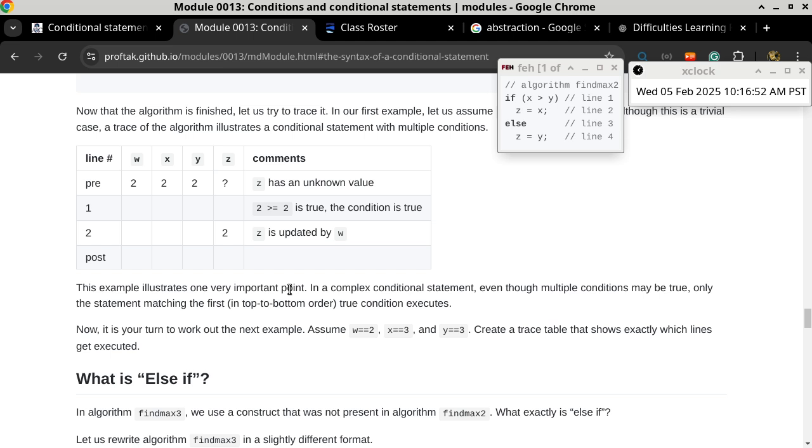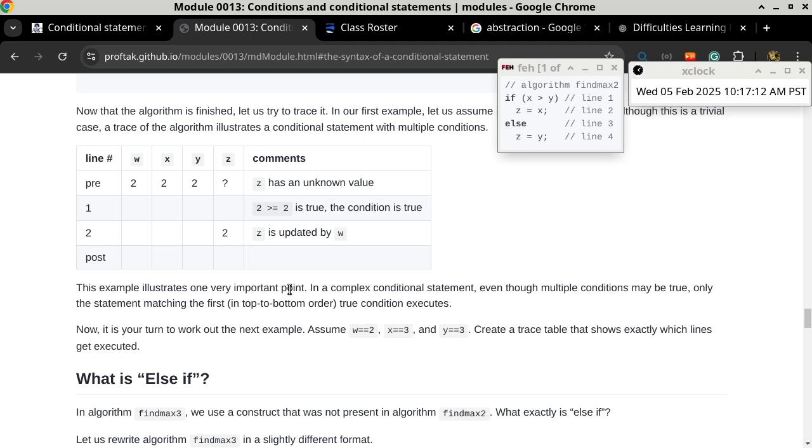So in this case, when line one executes, it doesn't change anything because we're evaluating a condition. It doesn't change any variable. However, it has a conclusion. It says 2 is greater than or equal to 2 is true, so the condition is true. So if the condition of line 1 is true, then we proceed only to line 2.